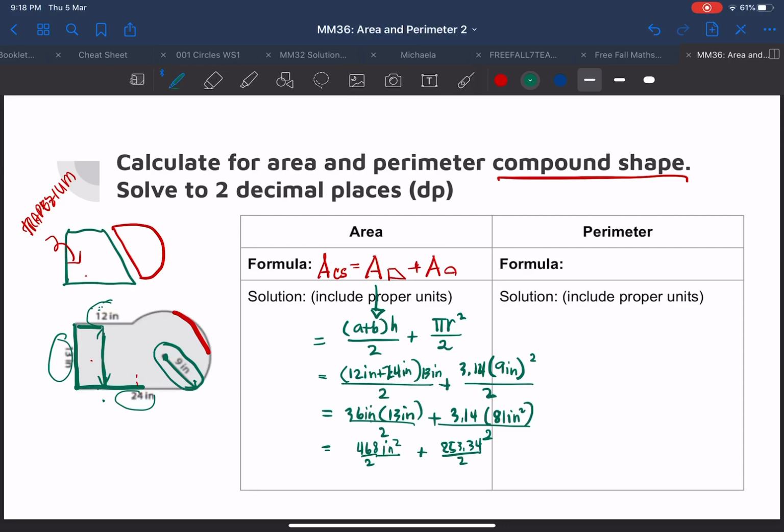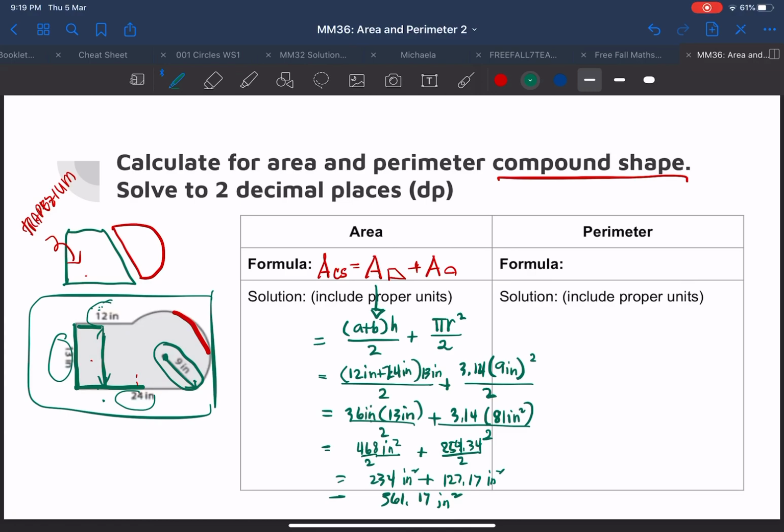So what's next? 254.34, sorry. So we divide by 2, and this becomes 127.17, and 468 divided by 2 is 234 inches squared. We add them together, and you get 361.17 inches squared as the area of this shape.